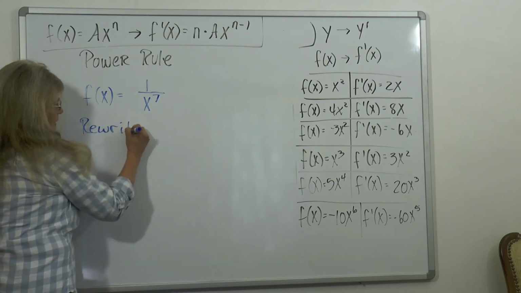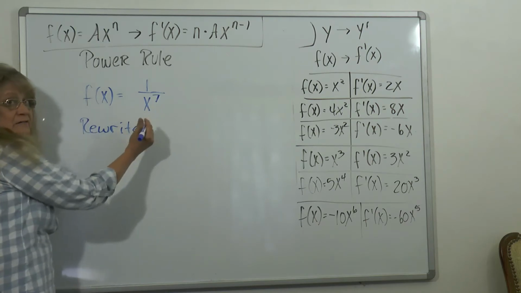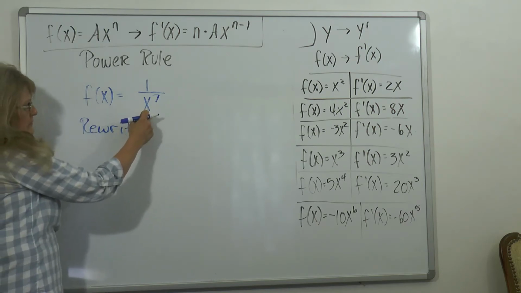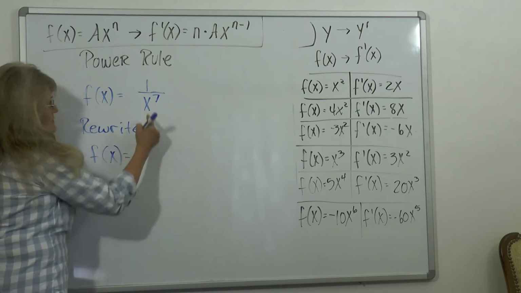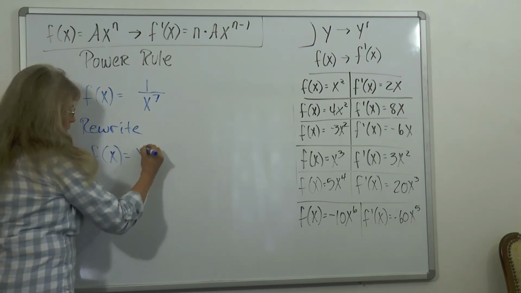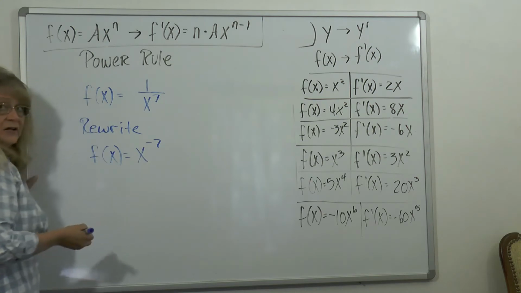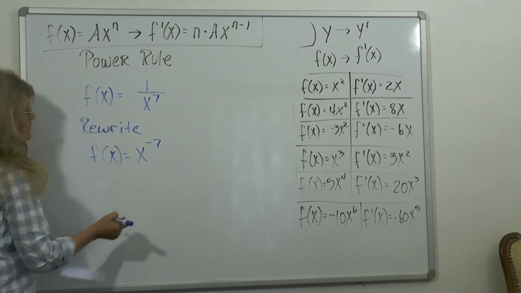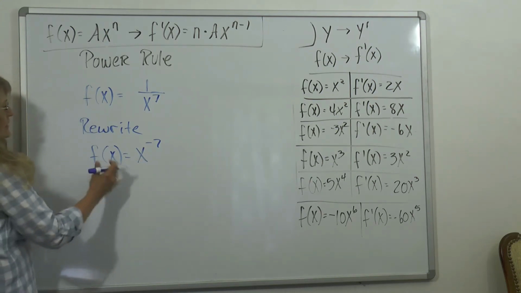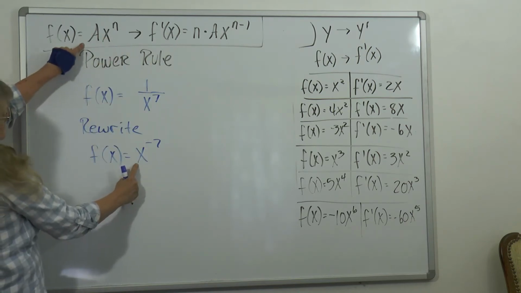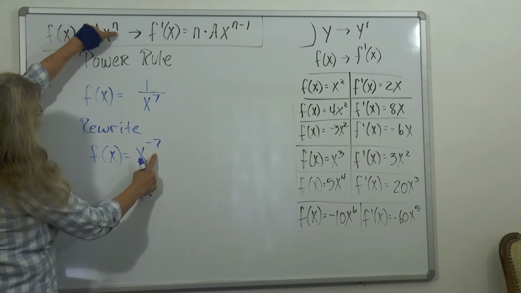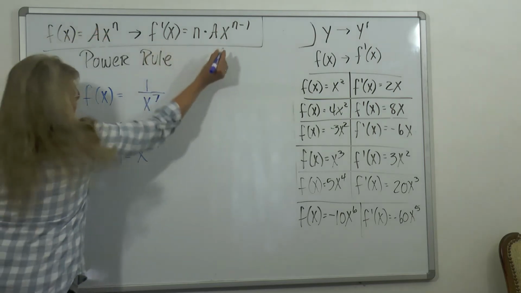So we're going to rewrite anything in a radical, and we're going to rewrite stuff that has a variable in the denominator. So all I'm going to do is bring this x to the 7th up. And when I do that, it's going to change the sign of the exponent. Hopefully you remember that from algebra. Okay, so now this follows that pattern, where the a is a 1, x is x, and negative 7 is the n. So I can just follow that.